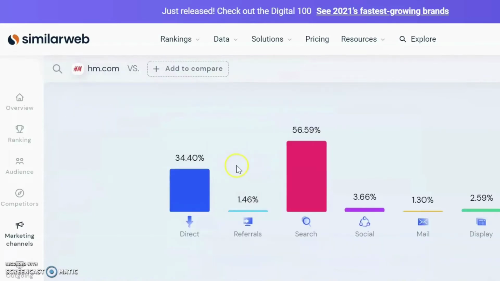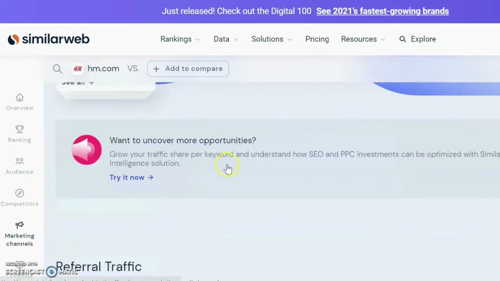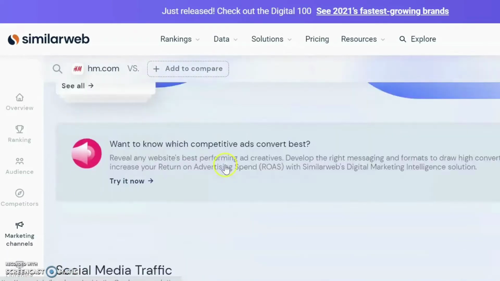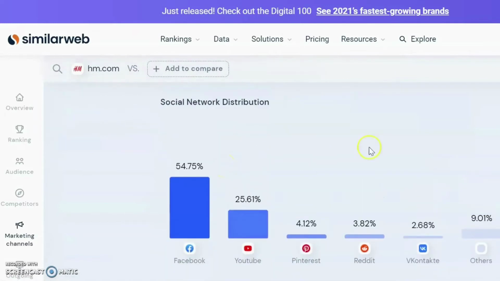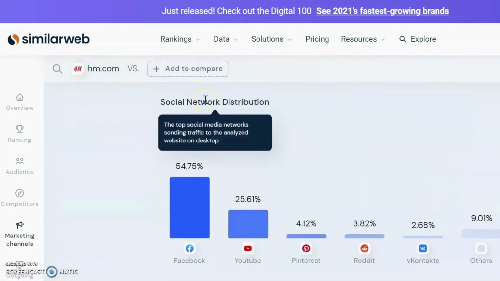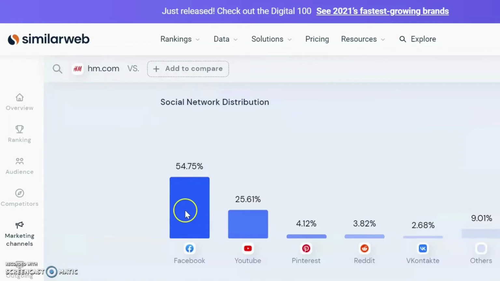So from here, we can see that the bulk of H&M visitors are coming from search. And then the second is from direct. And also it breaks down pretty in depth into the social media channels. So from here, we can see that as far as social media, although it's relatively small, the bulk of the traffic is coming from Facebook.